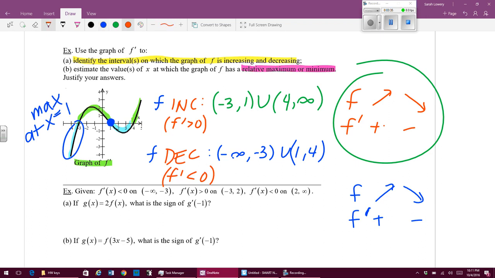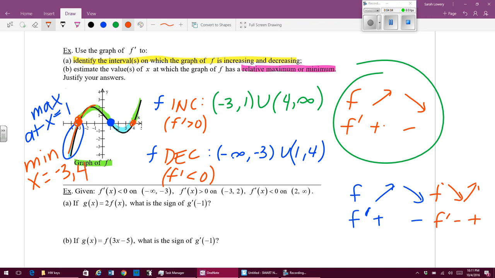And similarly, I know that I'm going to have a minimum anytime f decreases and then increases again. So that means I'm looking for anywhere f prime switches from negative to positive. So right here, f prime is negative, switches to positive. So right here at -3, I have a min at x equals -3. And again, it switches from negative to positive right here at 4.